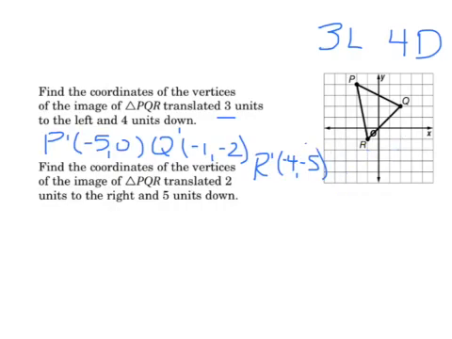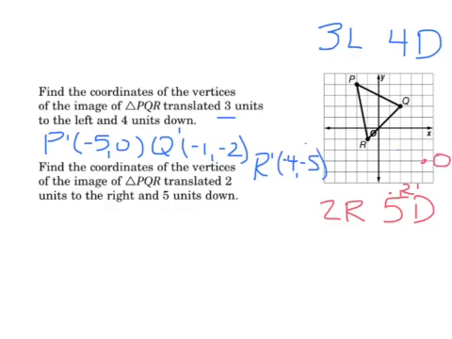All right, so this next one, now we're going to translate it 2 units to the right and 5 units down. So again, we're going to take each point and go 2 to the right, 1, 2, and 5 down, 1, 2, 3, 4, 5. This is actually off the mark. R is going to be off. 1, 2, 1, 2, 3, 4, 5.